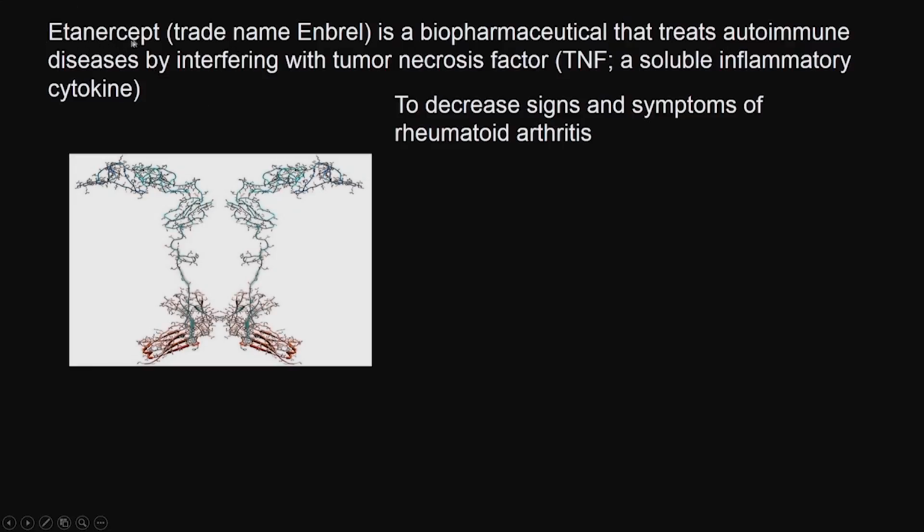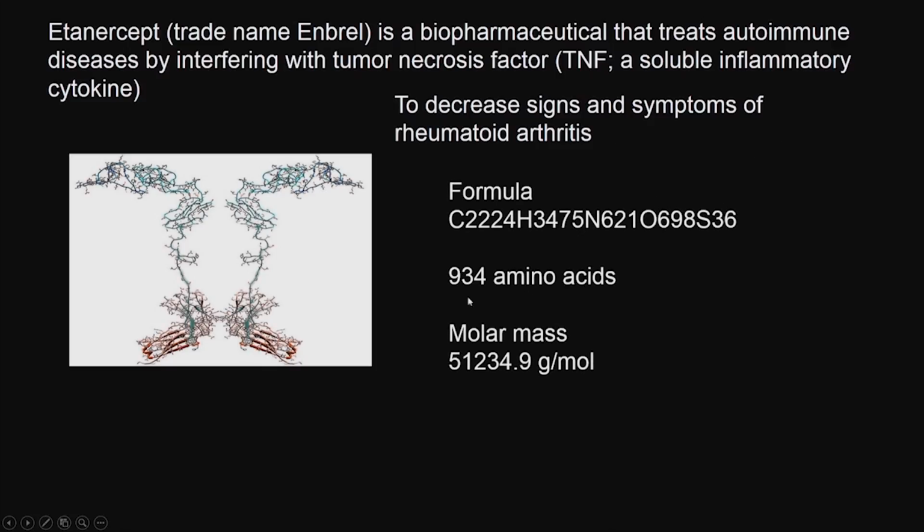It is called Etanercept. This is a biological product. As you can see, it's a protein. It treats autoimmune diseases by interfering with TNF, a soluble inflammatory cytokine, to decrease the signs of rheumatoid arthritis. It is a large molecule, a biomolecule. As you can see, 51,234 Dalton, it has got 934 amino acids in it.